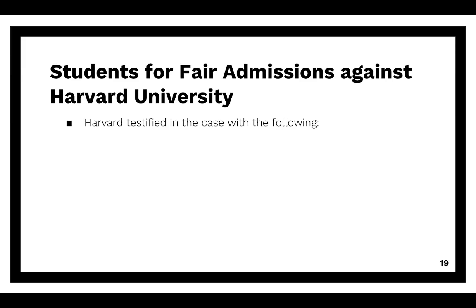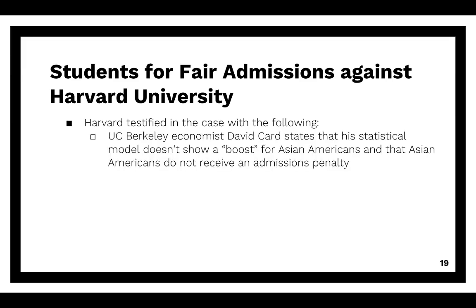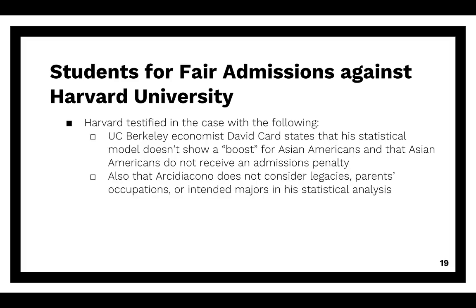So what was Harvard's case against Students for Fair Admissions? It really started with University of California, Berkeley economist David Card. He also did a statistical model and said that Asian Americans don't have a boost nor an admissions penalty. He also said that the previous economist's case did not consider legacies, preoccupations, or intended measures in his analysis, all of which are important factors for admissions today.